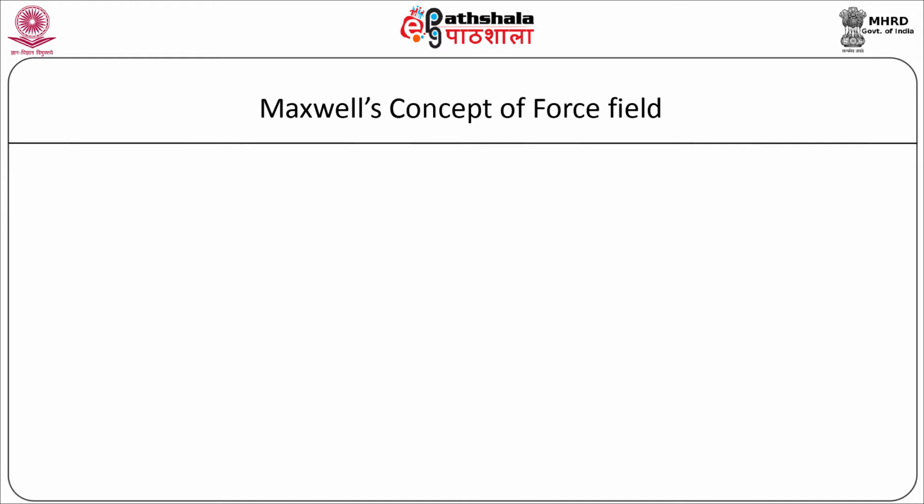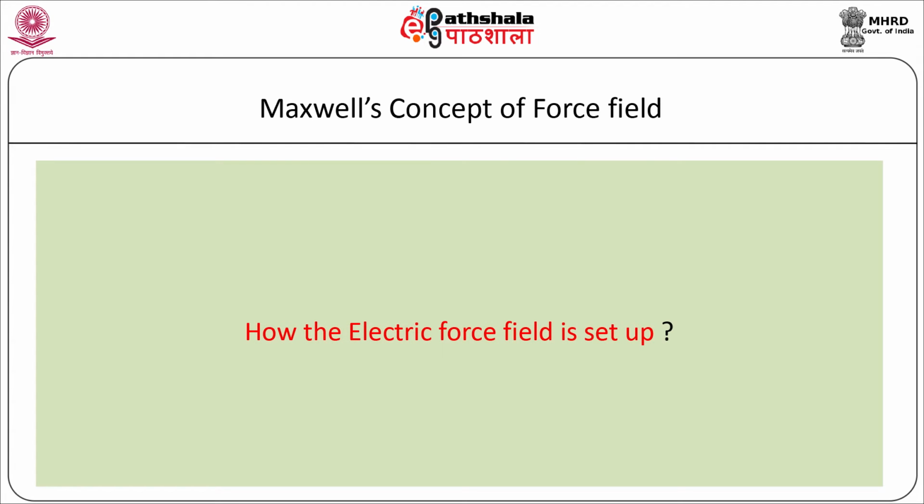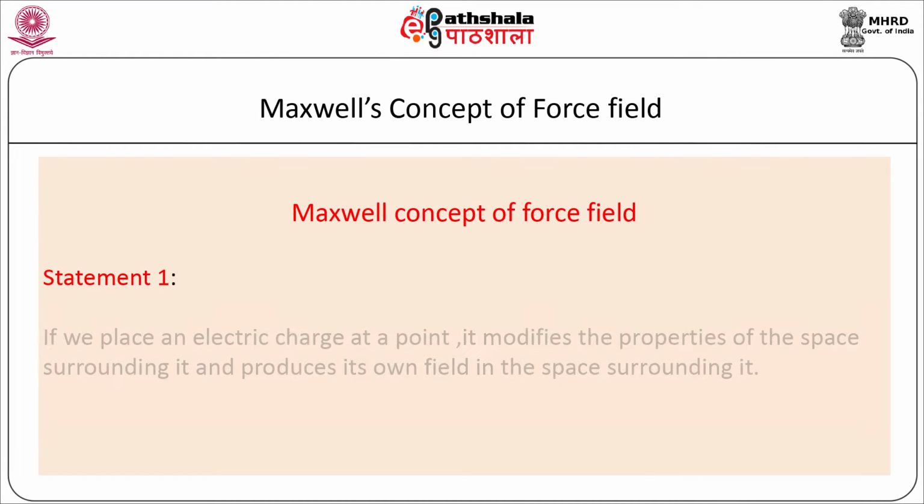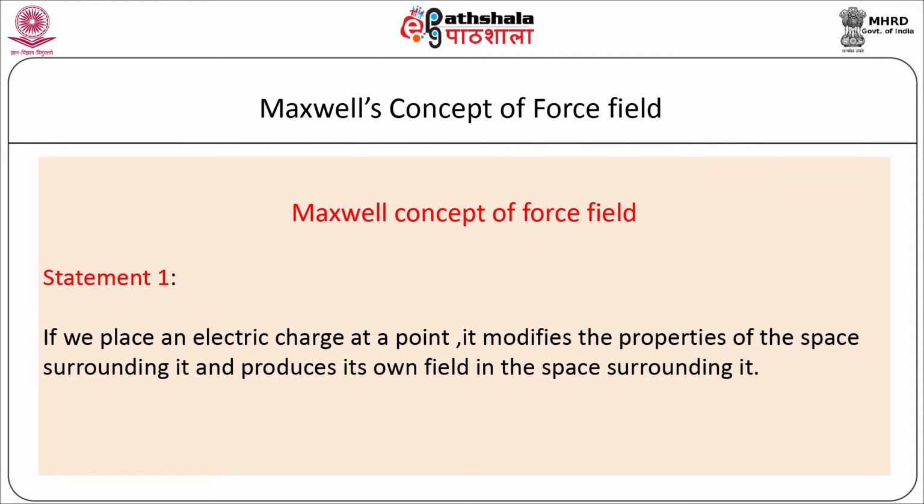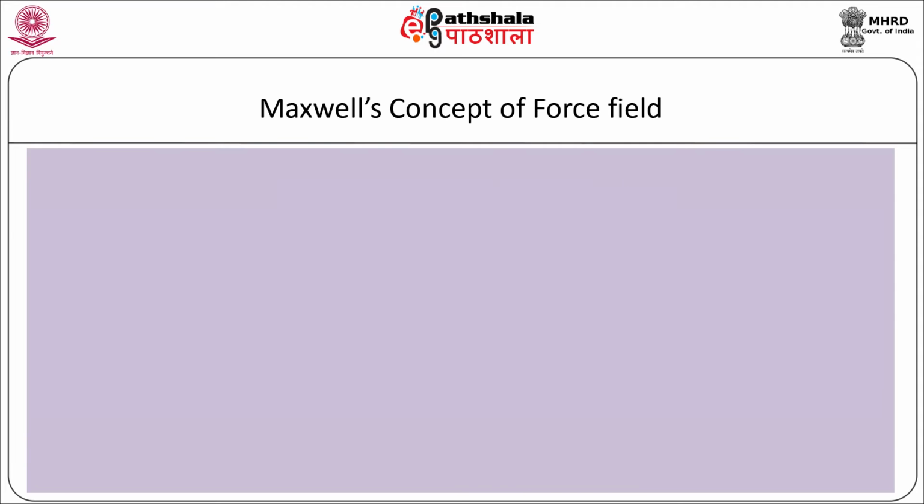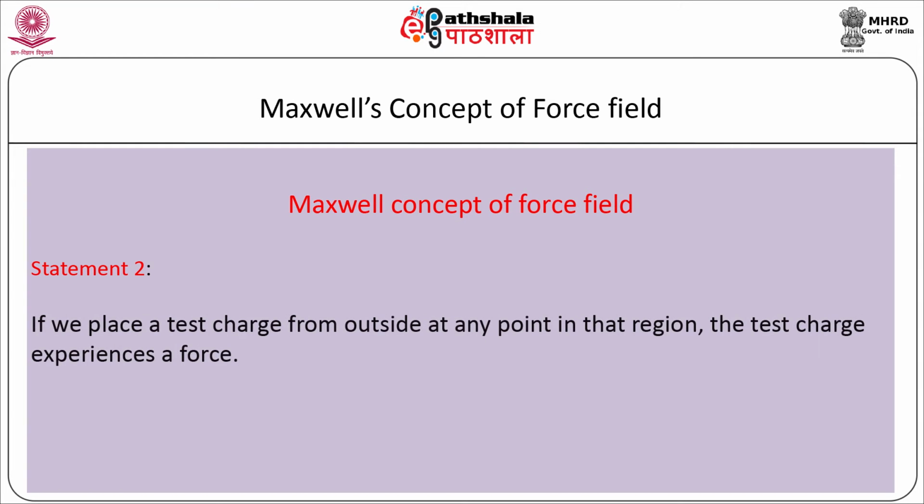We have discussed some aspects about force fields in the beginning, but the main question is how the force field is set up. Maxwell, in his field theory, has given the concept of electric force field, which can be briefly summarized in the form of two statements. Statement number 1. If we place an electric charge at a point, it modifies the properties of the space surrounding it and produces its own field in the space surrounding it. Statement number 2. If we place a test charge from outside at any point in that region, the test charge experiences a force.